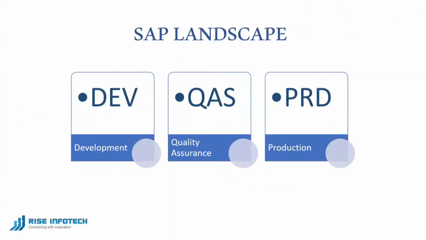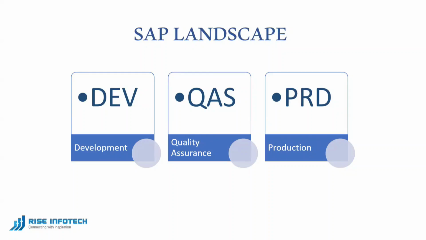Coming to the topic, the SAP landscape. We have three systems here: DEV, QAS, and PRD. DEV means development, QAS is quality assurance and testing, and PRD means production. DEV is used for configuration, customization, and development in SAP applications. We can also call it the golden client, because it is a precious one.